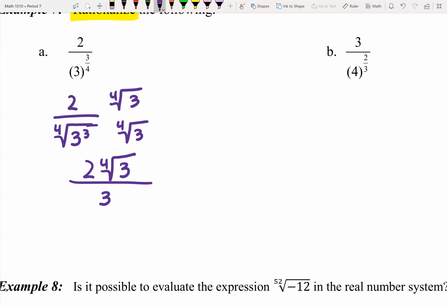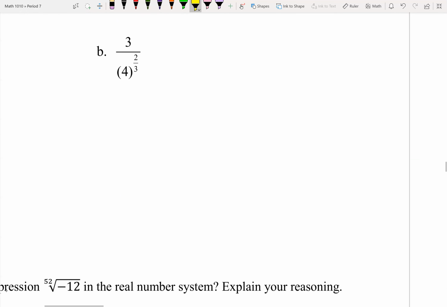Can I reduce my 3s? Talk to me about that. Yes or no? Come on, you better be. This was last time. No, why not? One's in, one's out. Everybody say that. One's in, one's out. Okay, let's do the next one.